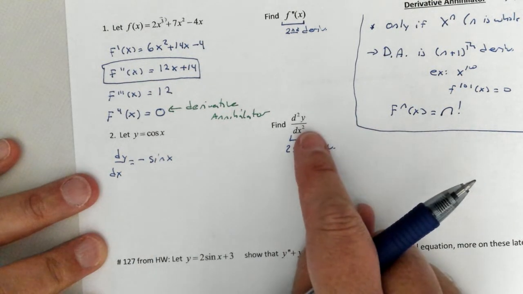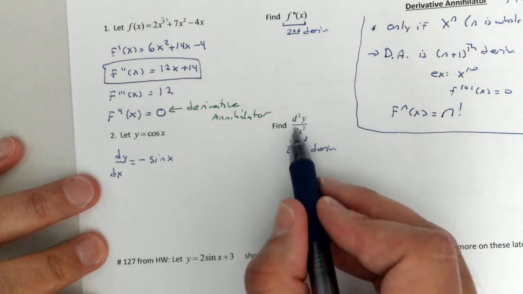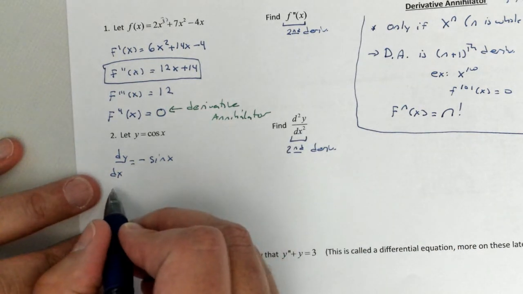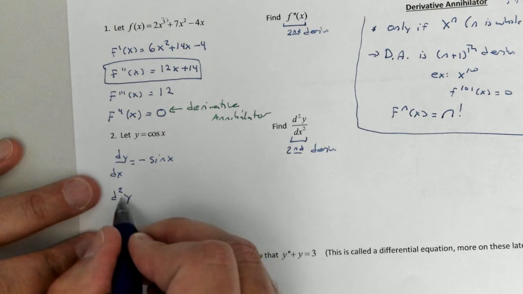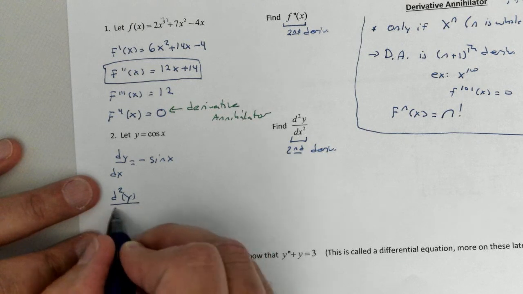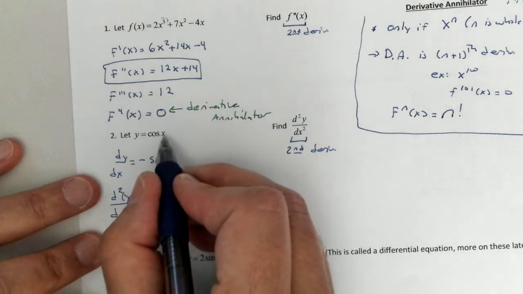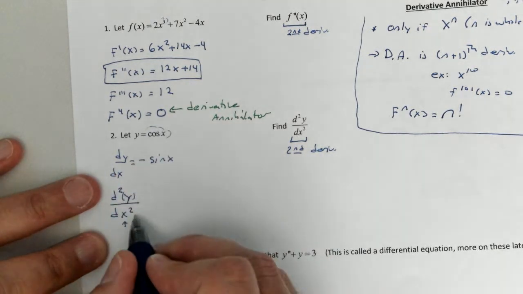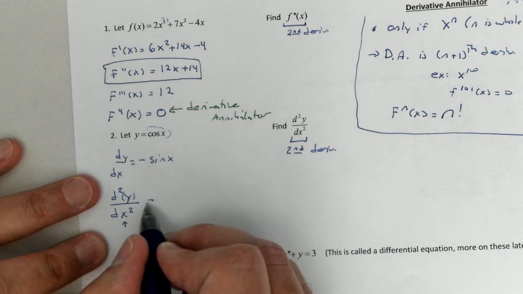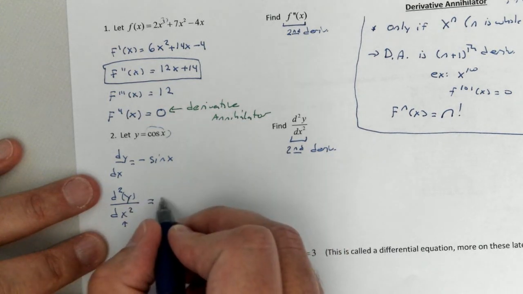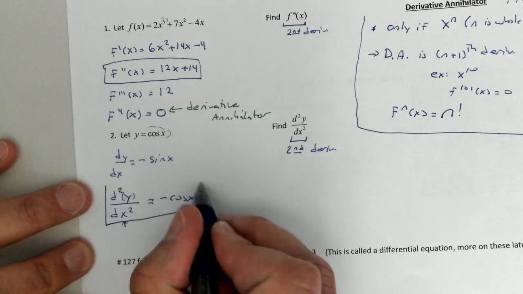I want to take the second derivative. Now, the 2's are located in very special places for us on purpose. When I'm looking for the second derivative of y with respect to x, we put the 2 on the x because, remember, we're taking the derivative with respect to our variable x, and we're doing it for a second time. That's why I put the 2 there. The second derivative would be negative cosine of x. And, of course, that's our answer.